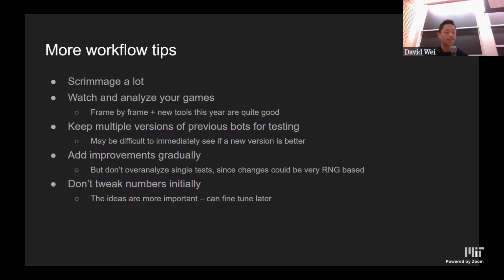Also, it's good to add improvements gradually. You don't want to put in a bunch of things at once. Otherwise, it's hard to see what exactly is making the bot better or worse. And also don't spend too much time tweaking the numbers initially. Of course it could be useful to fine tune some of the parameters in your heuristics, but it's more important to first come up with the ideas, and then after the ideas are established, you can fine tune the numbers and try to make it better.